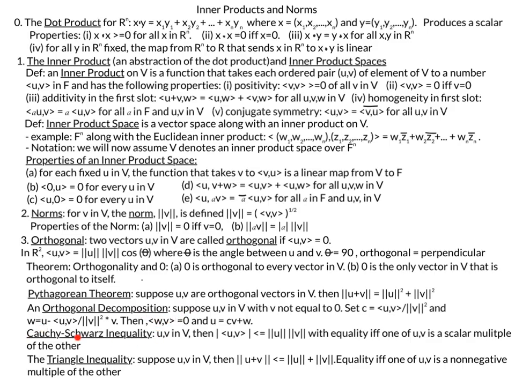Our next theorem was the Cauchy-Schwarz inequality. For two vectors u, v in our vector space, the magnitude of the inner product of u, v is less than or equal to the norm of u times the norm of v, with equality if and only if one of u or v is a scalar multiple of the other. And finally, we did the triangle inequality. Suppose u and v are vectors in V, then the norm of u plus v is less than or equal to the norm of u plus the norm of v, and there's equality if and only if u or v is a non-negative multiple of the other.